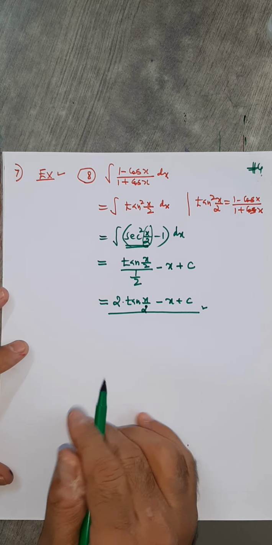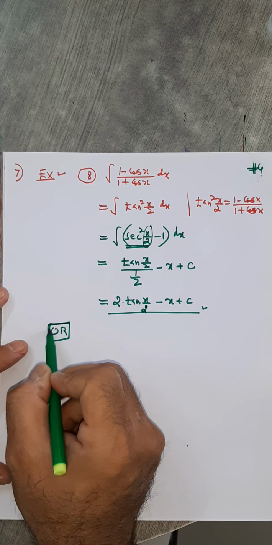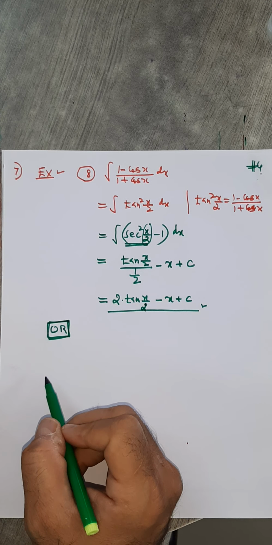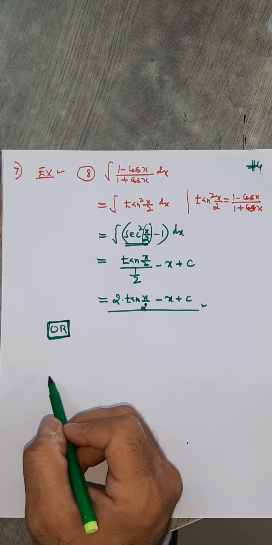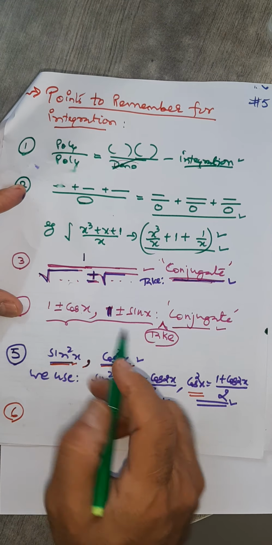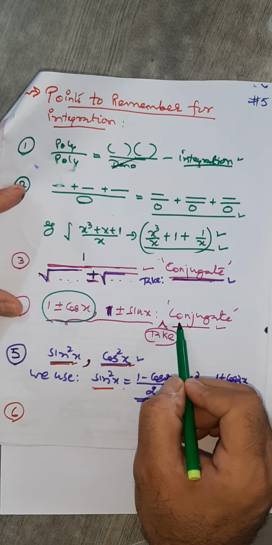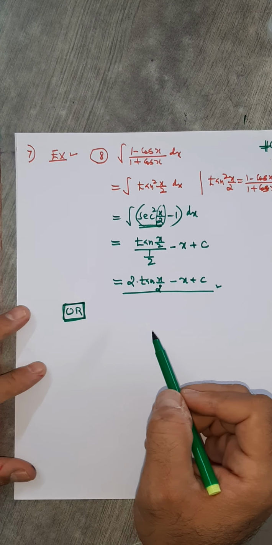Now you see, if I do the same question alternatively, you will realize the answer might be a little bit different. If you recall one of the points I told you somewhere in those points, if you have 1 plus or minus cos, take the conjugate. See this point. If you have 1 plus or minus cos, take the conjugate. So I'm doing it this way. You will notice what's the difference.